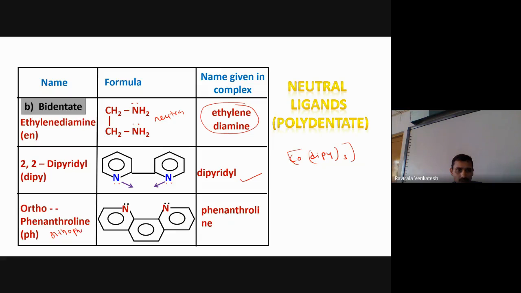Orthophenanthroline, we can call it ortho-phen, also sometimes they will use "phen" actually. Now it is also a bidentate ligand actually.